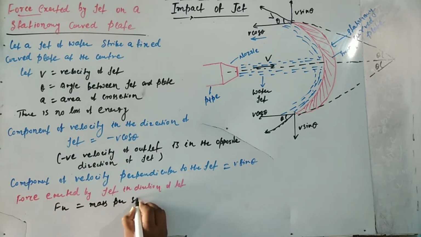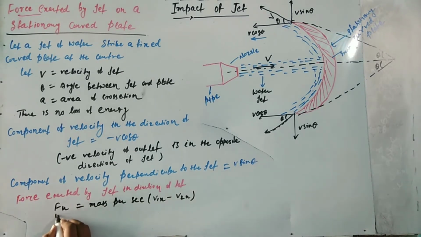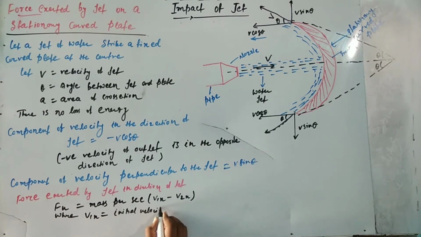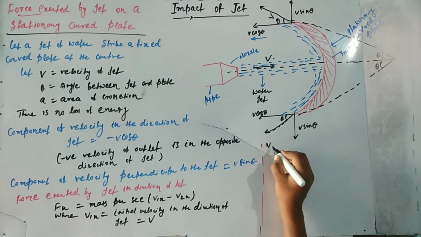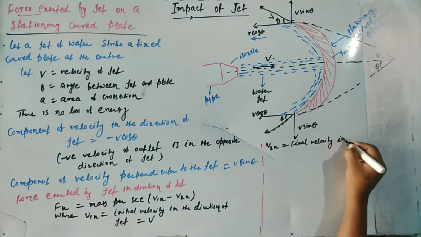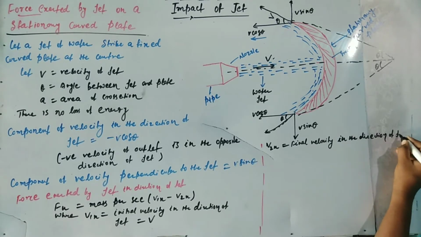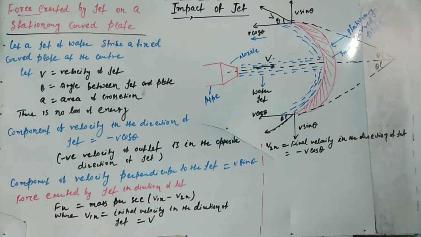So the force exerted by the jet in the direction of the jet is Fx equals mass per second into (v1x minus v2x), where v1x is the initial velocity in the direction of the jet and v2x is the final velocity in the direction of the jet. So the initial velocity in the direction of the jet is equal to v, you can see in the diagram, and the final velocity in the direction of the jet, that is v2x, is equal to minus v cos theta, which we found already in the diagram.